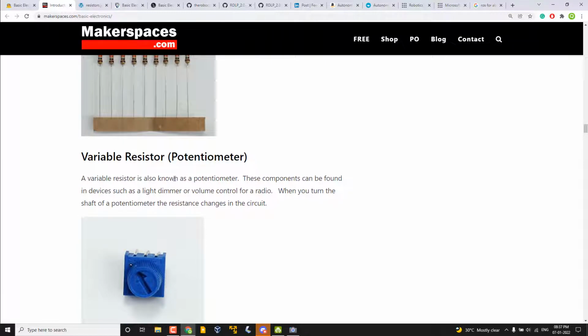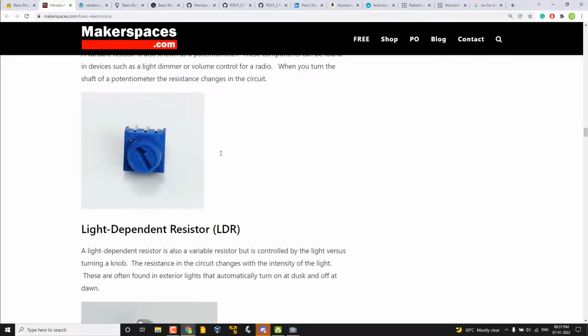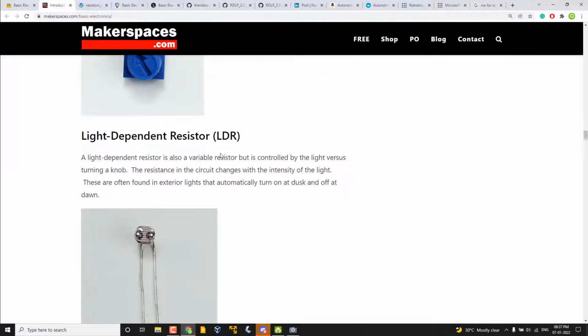Now there is a variable resistor. It's also called a potentiometer. Basically, we can adjust the resistance, so this will also be useful. It's not a fixed resistance; you can adjust the resistance. By adjusting the resistance, we can adjust the rate of the current. Then there are different kinds of resistors, like the LDR.